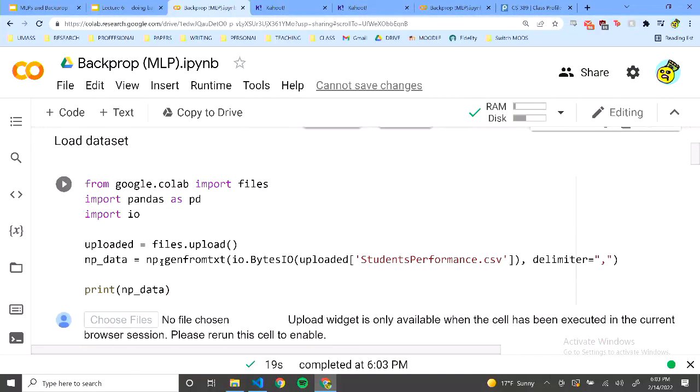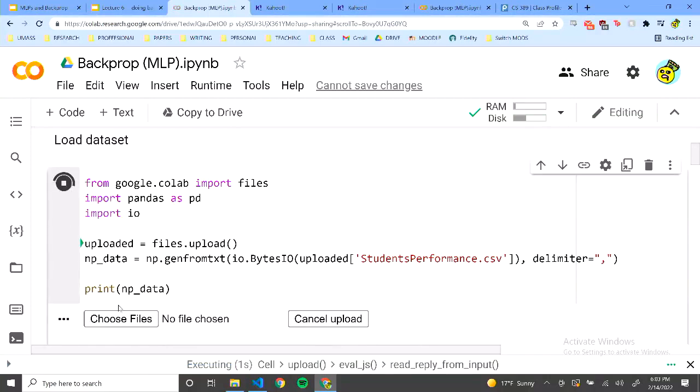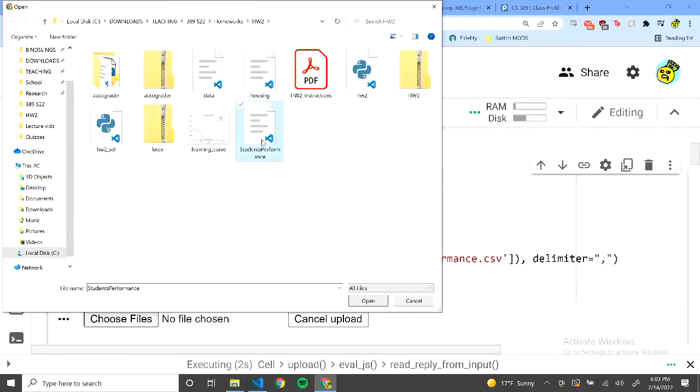All right, so we got this now. I'm going to load in the data set. I'm just doing it like this because why not?